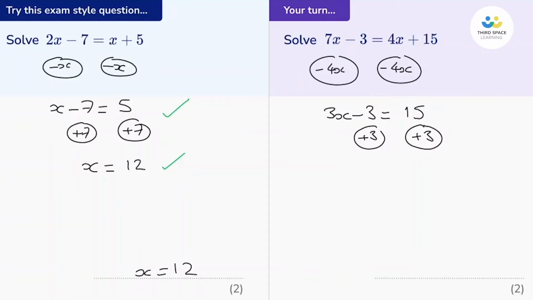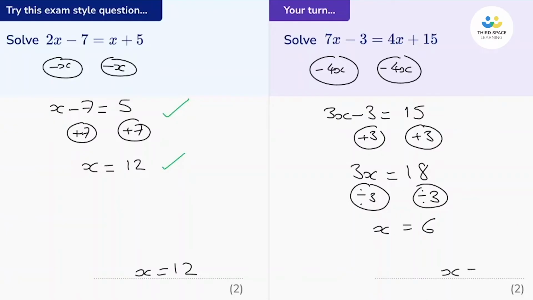So on the left now, we've got 3x by itself because -3 add 3 is 0. On the right, we've got 15 plus 3, which is 18. Now 3x equals 18, so that means 3 multiplied by something is 18. To work out that something, we do the opposite of multiply by 3, which is divide by 3. So divide by 3 on the left and divide by 3 on the right. 3x divided by 3 is 1x, and 18 divided by 3 is 6. So our solution is x equals 6.